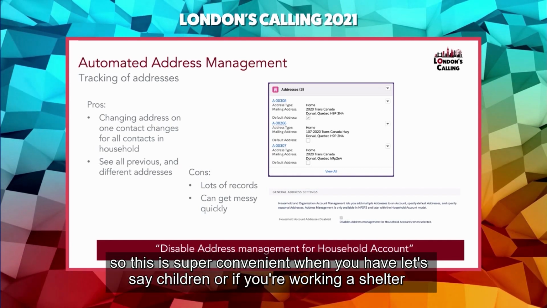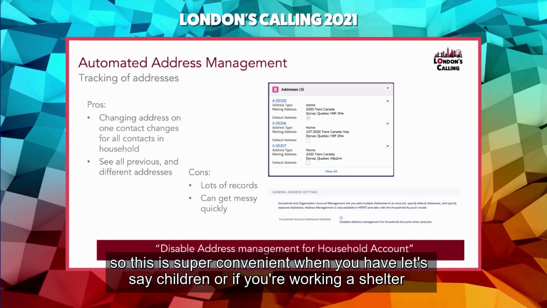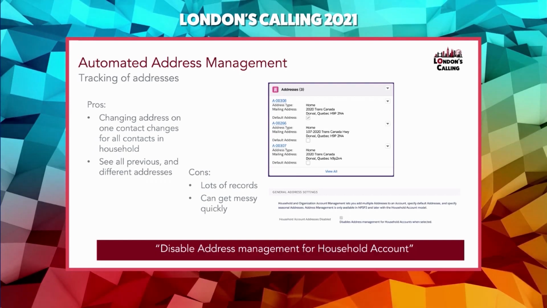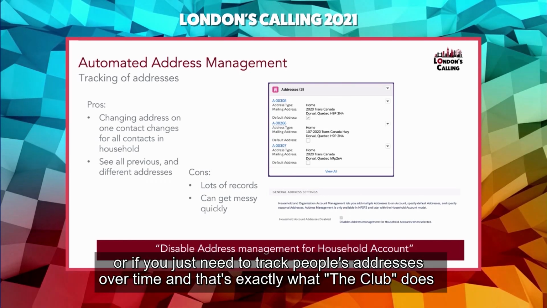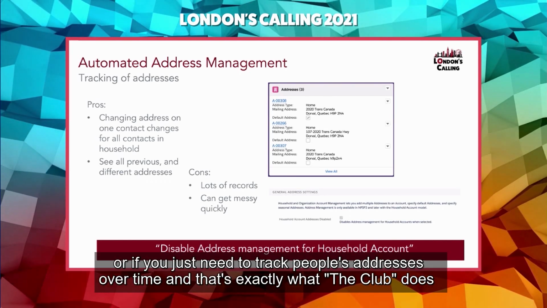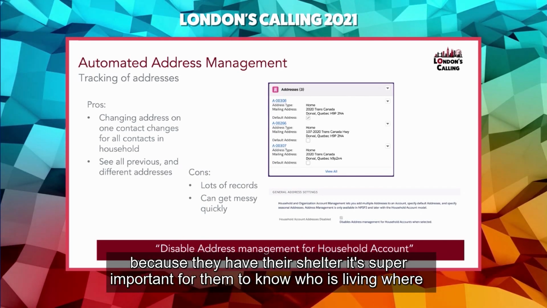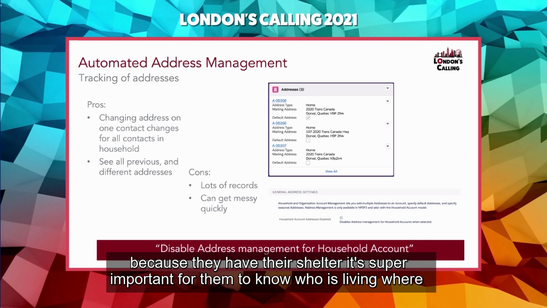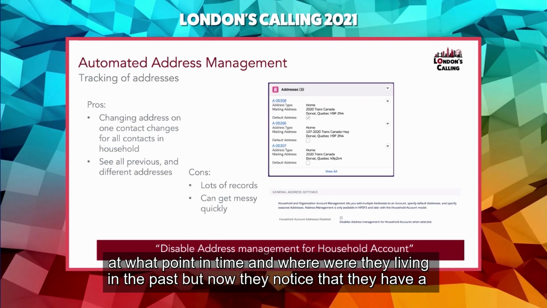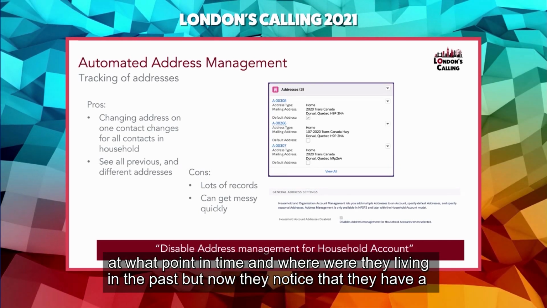So this is super convenient when you have, let's say, children, or if you're working with a shelter, or if you just need to track people's addresses over time. And that's exactly what the club does. Because they have their shelter, it's super important for them to know who is living where at what point in time and where they were living in the past.